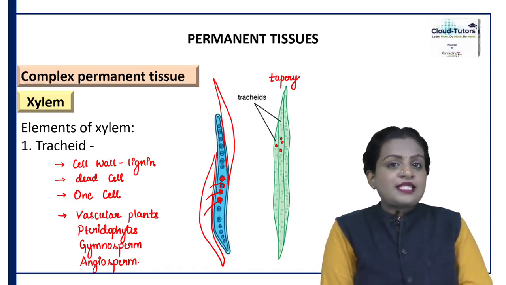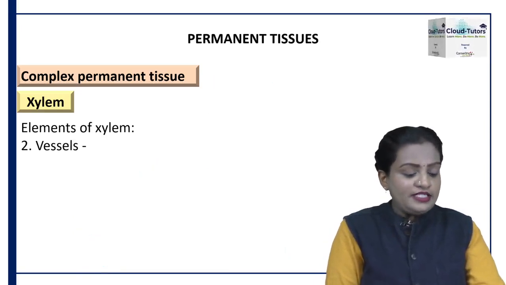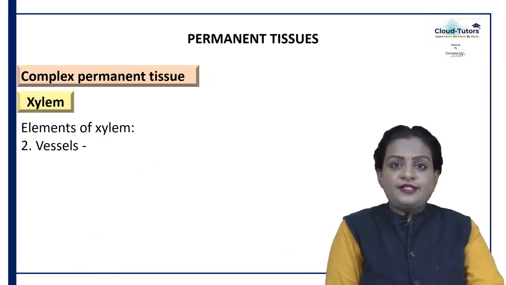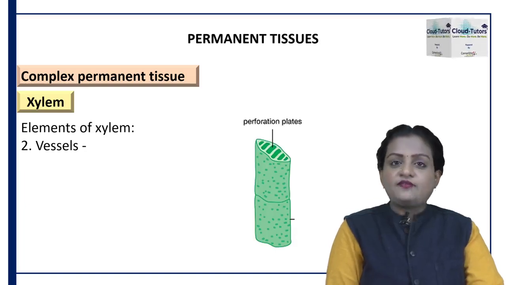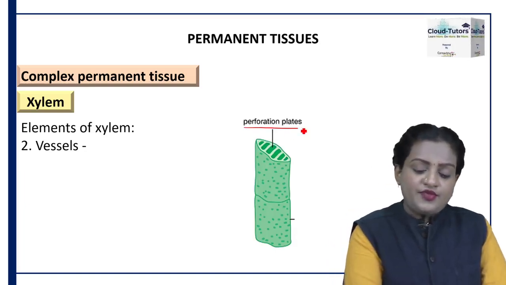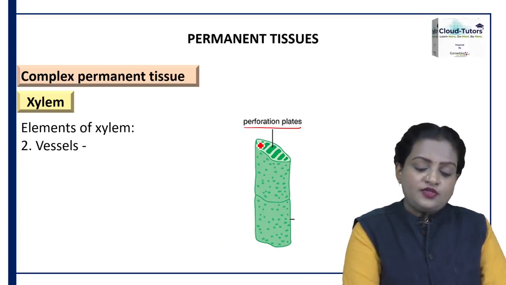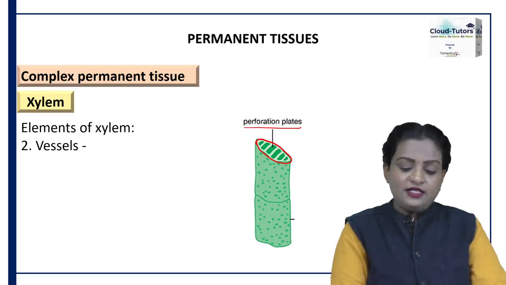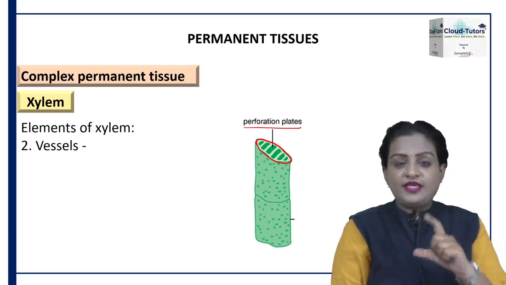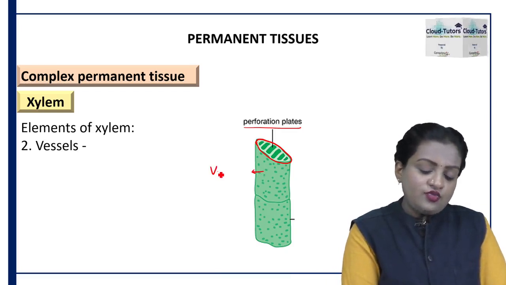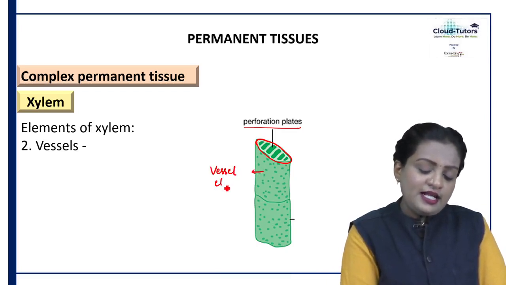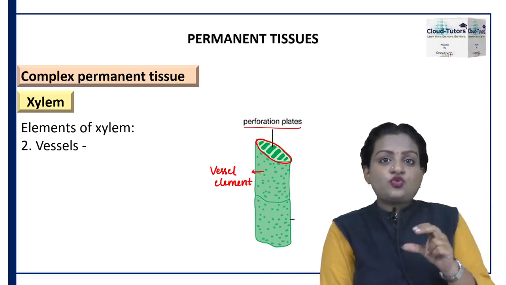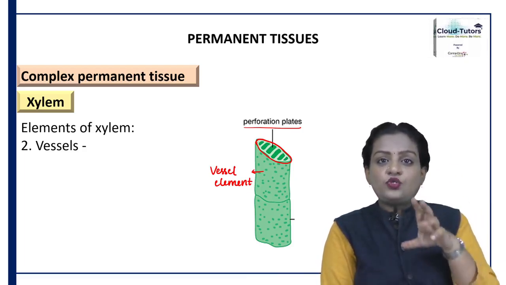Now coming to second element of xylem, that is vessels. So vessels are broader compared to tracheids. So this is how they look. So as you can see, they have perforated plates. So this is the cell wall of one of the vessel element. So they have arranged 2 vessel element here. So this is one of the vessel element. So these vessel elements have to be arranged one above the other to form a complete vessel.